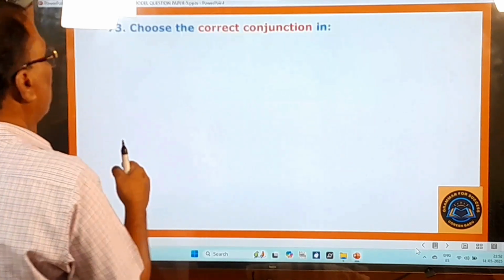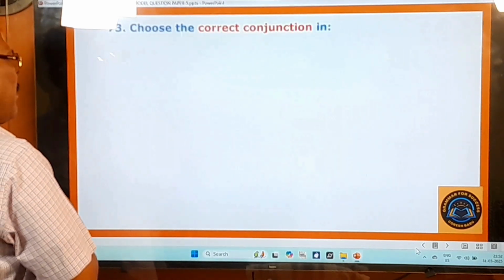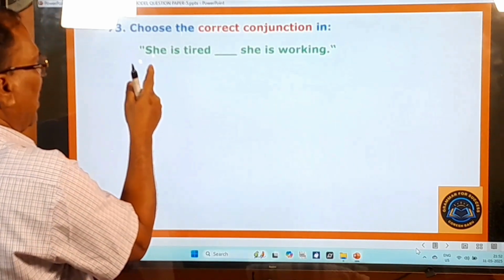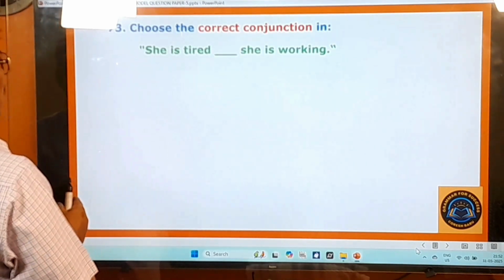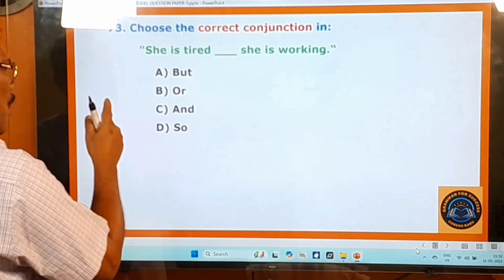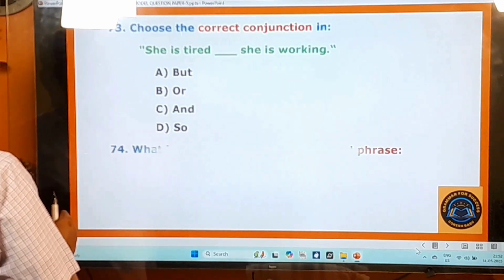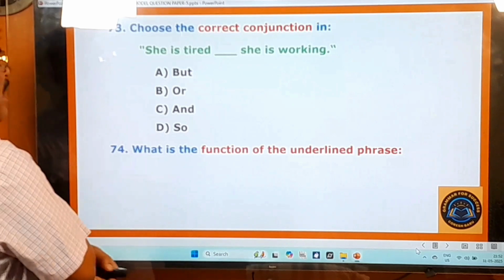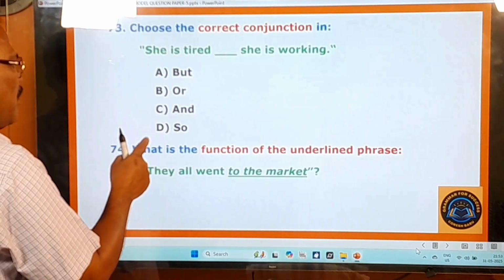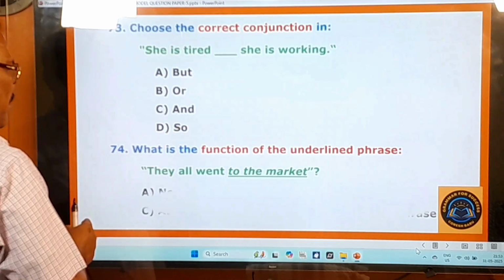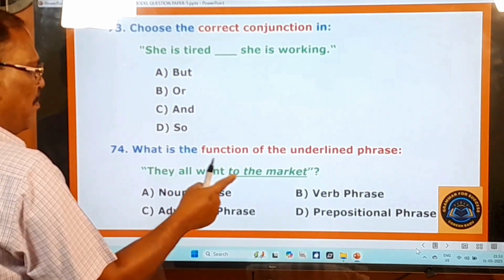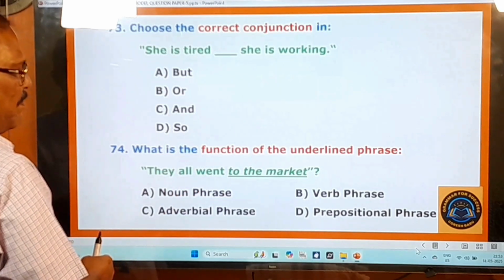73rd question. Choose the correct conjunction in. She is tired, dash, she is working. But, or, and, so. 74th question. What is the function of the underlined phrase? They all went to the market. Noun phrase, verb phrase, adverbial phrase, prepositional phrase.